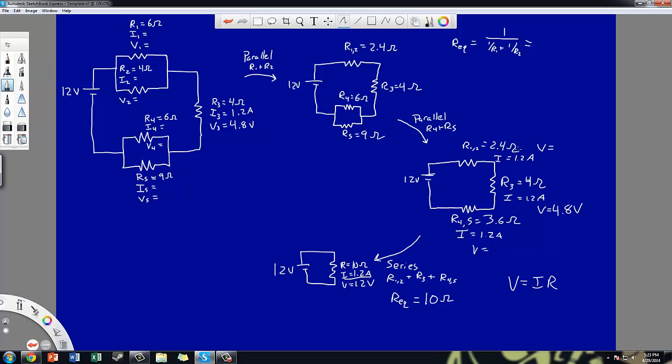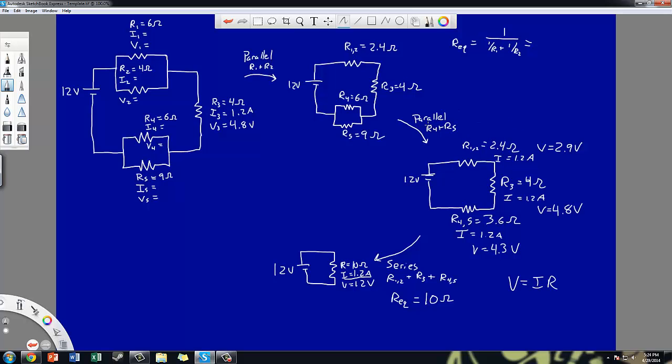Finishing the other two, if I do 1.2 times 2.4, I get about 2.9 volts for this one. And if I do 1.2 amps times 3.6 ohms, I get about 4.3 volts. Just to check my work here, if I combine my voltages, I get 4.3 across this one, I get 4.8 here, so that gives me 9.1, and then I add to that 2.9, and that adds up to 12. So far my numbers check out, and I can be reasonably confident that my answers so far are correct, because it adds up to the 12 of the battery.